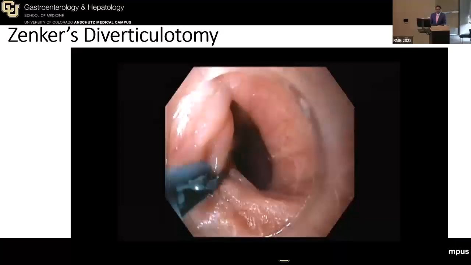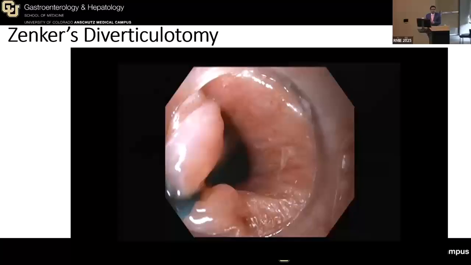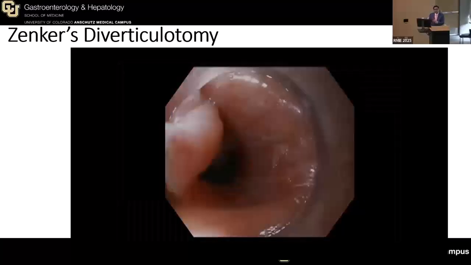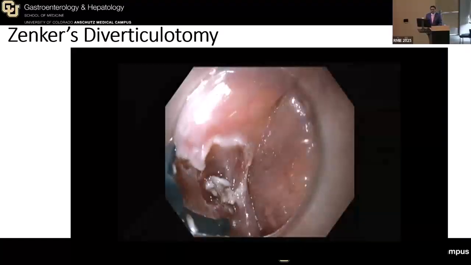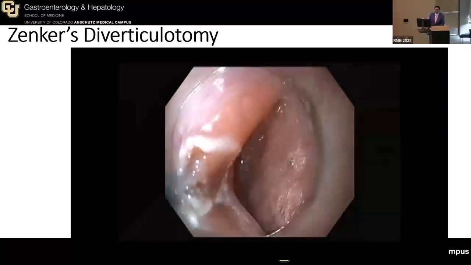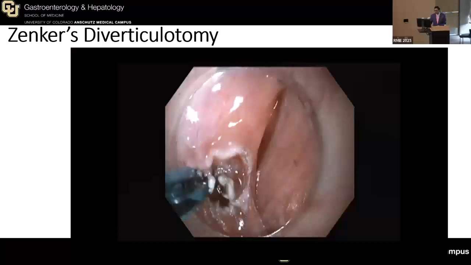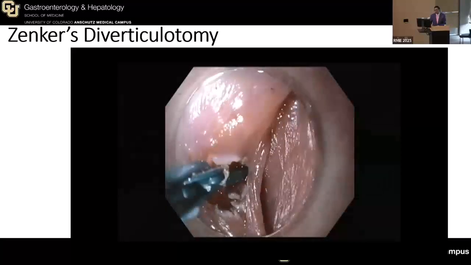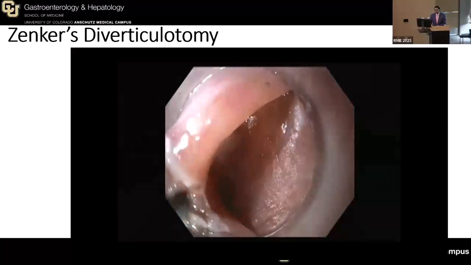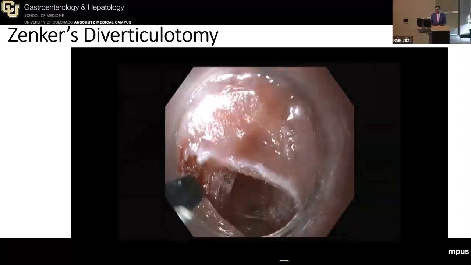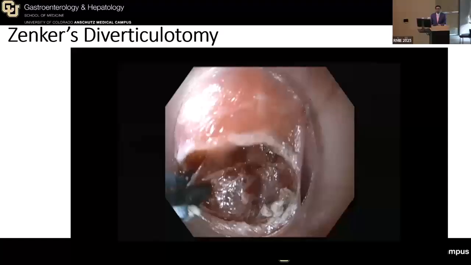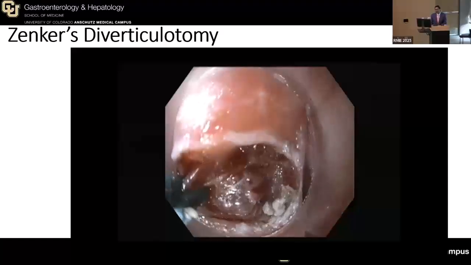And in this case, the length of the diverticulum is pretty small. It's actually how bulky and thick the septum is. So once you get exposure to the cricopharyngeus muscle, as you'll see here in 1 second, really nice exposure to the cricopharyngeus muscle, and then you can really just do a myotomy and dissect all the way.